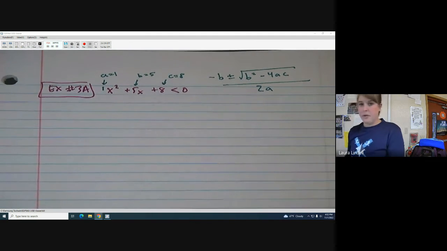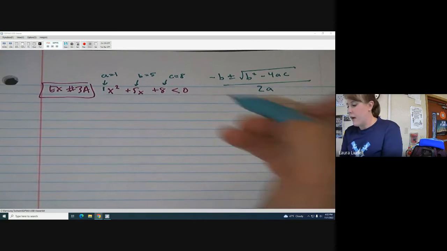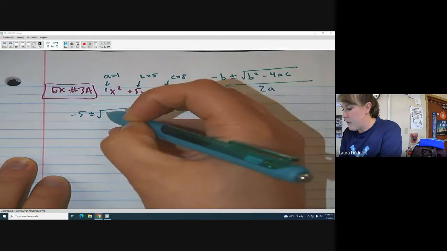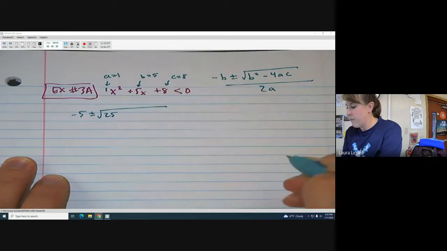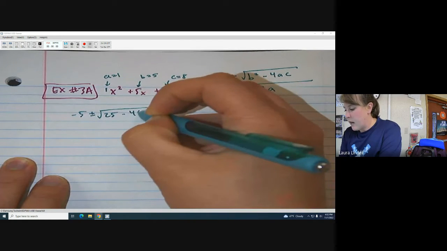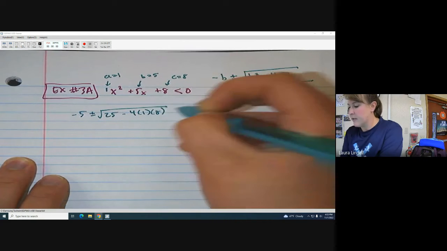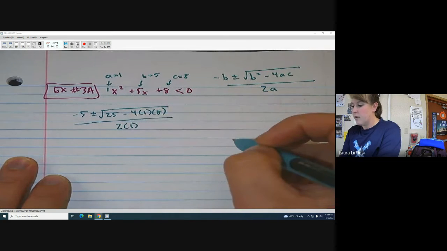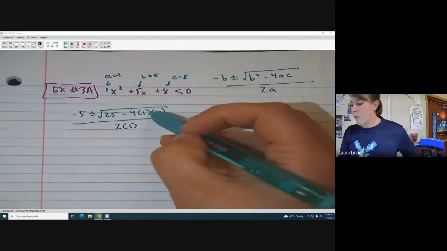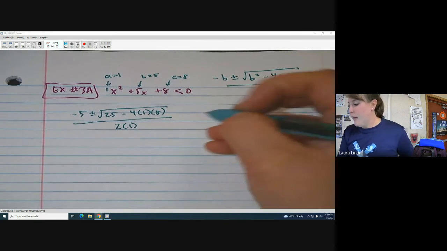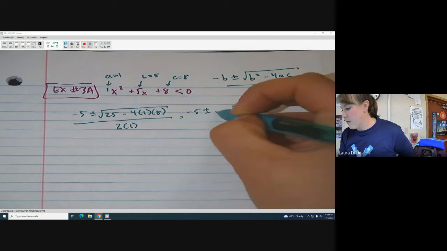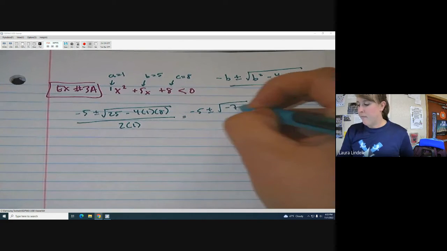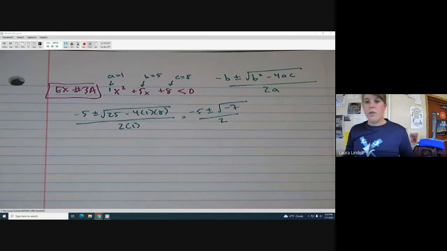Okay, so now let's go ahead and plug those into the quadratic formula. So -b means -5 plus or minus the square root of b squared, so 5 squared, which is 25, minus 4 times 1 times 8, since that's a and c, all over 2 times a, which was 1. All right, well, 4 times 1 times 8 is 32. So we get -5 plus or minus the square root of 25 minus 32 is -7. All over 2.